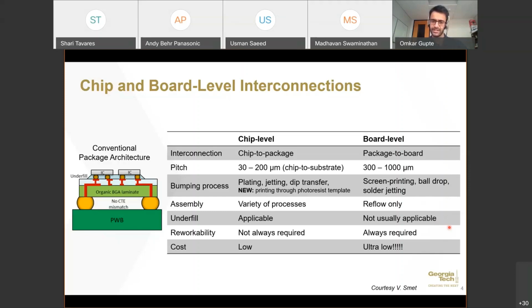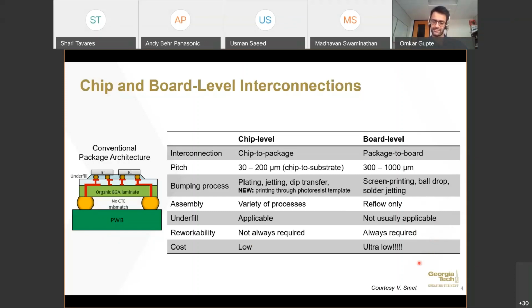An important distinguishable point is the reworkability. When the package is attached to the board, almost always reworkability is required, which is a major reason why something like an underfill material, which is used to improve the reliability at chip level, cannot be used at board level directly. It is used in some cases, which we will talk about, but that is a major difference between these two.